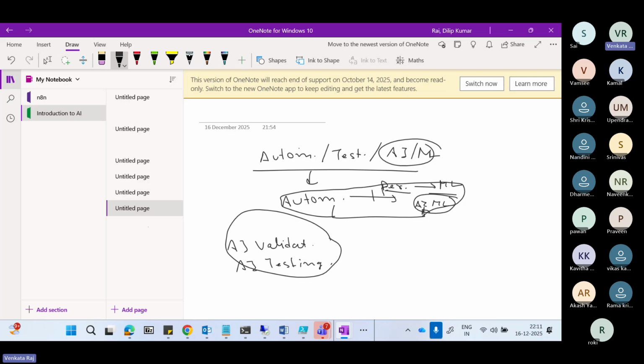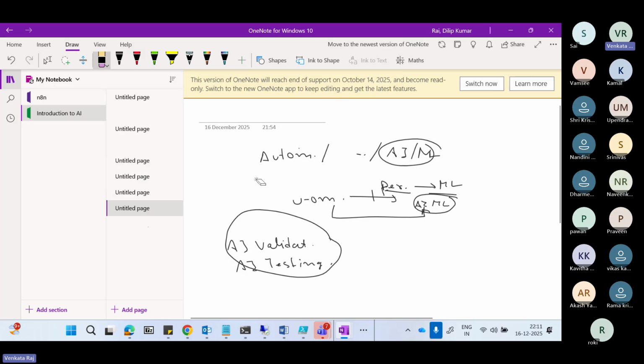Here we will not be using tools like Selenium and Appium, because those tools are already integrated with AIML and different kinds of frameworks. How they are integrated, that we will know in this course, and then we will go into Selenium and other classes.